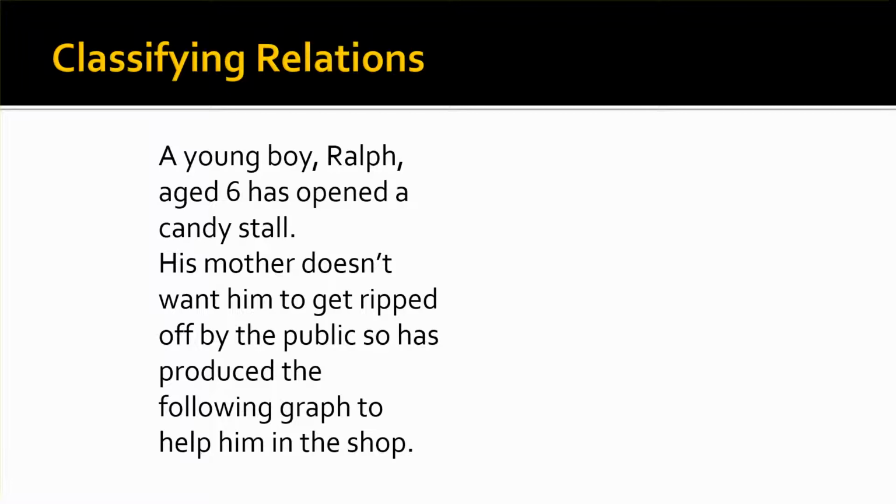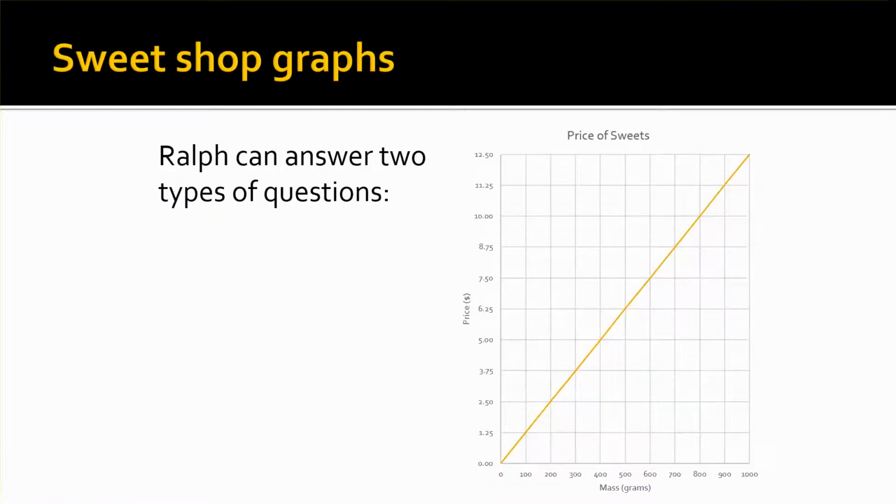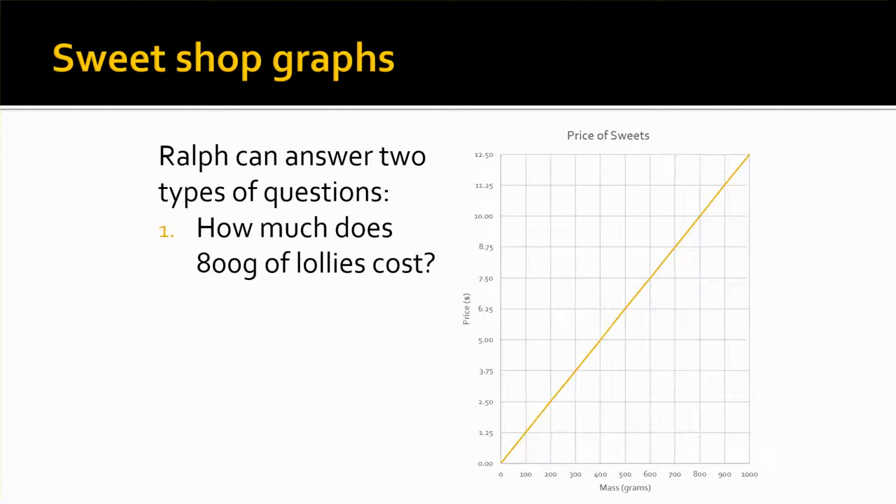A young boy named Ralph, age 6, has opened a candy store. His mother doesn't want him to get ripped off, so has produced the following graph to help him in the shop. This graph shows the price of the sweets and the weight of the sweets. So with this graph, Ralph can answer two types of questions. You can answer how much does 800 grams of lollies cost?